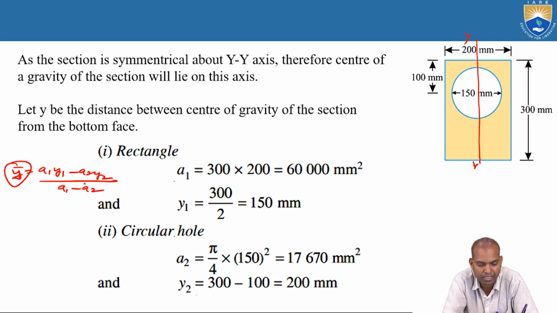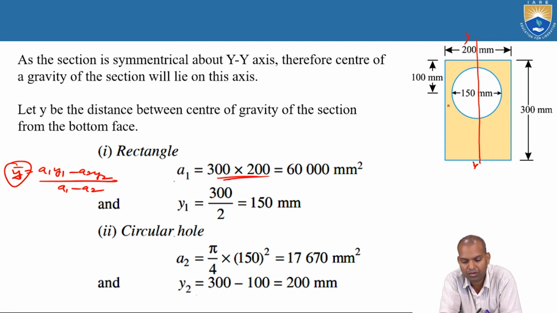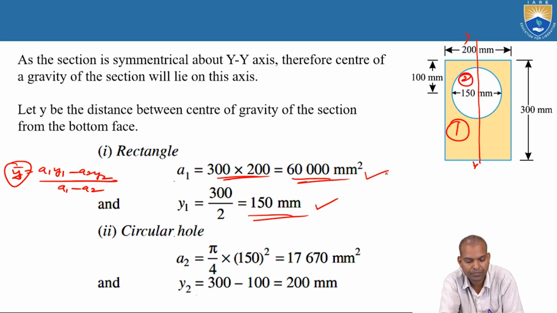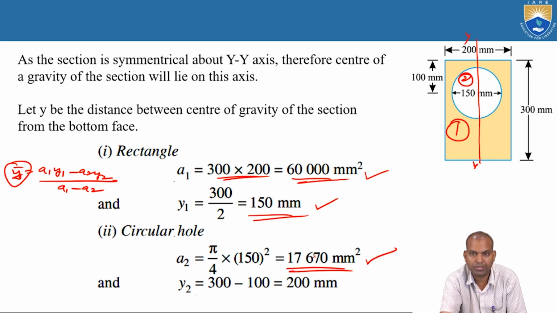Now A1 y1 minus A2 y2 by A1 minus A2. A1 is 300 times 200, that is the area of the section. This is the total rectangular section minus the circular section. Now y1 is 300 by 2, 150 millimeters. Now for the circular hole, A2 is pi d square by 4, pi times 150 millimeters square by 4, that is 17670 square millimeters.